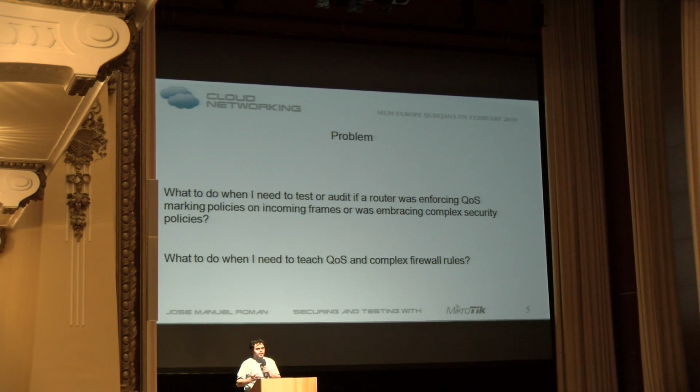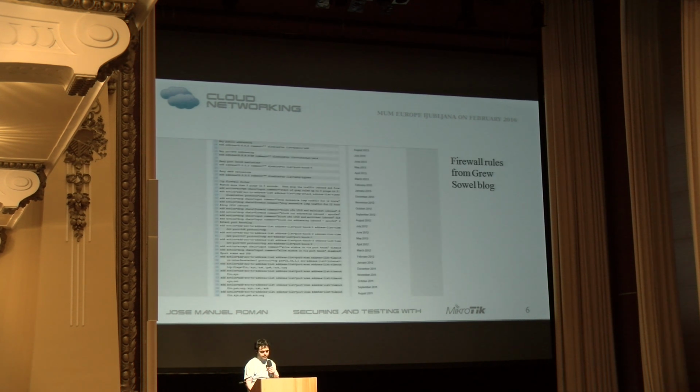Okay, we have a problem, and we try to resolve the problem. We have a problem when we try to audit or set up a difficult configuration. For instance, here we have a firewall configuration with around 100 rules, and it is possible that some of these rules drop legitimate traffic, or maybe some of these rules don't work as expected.